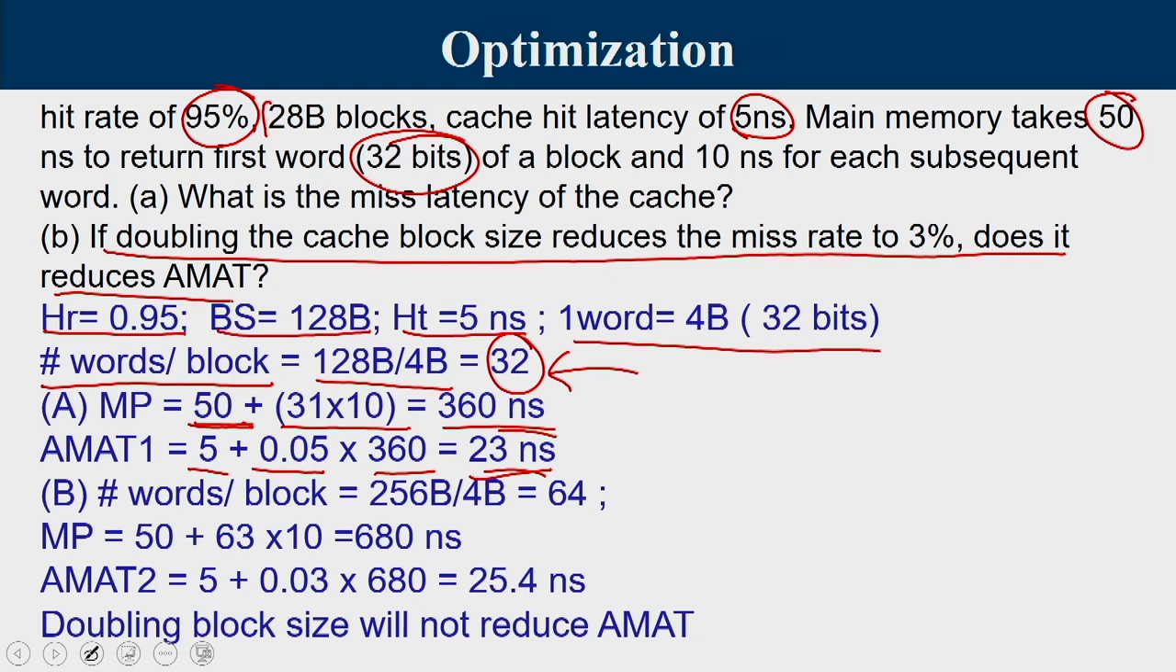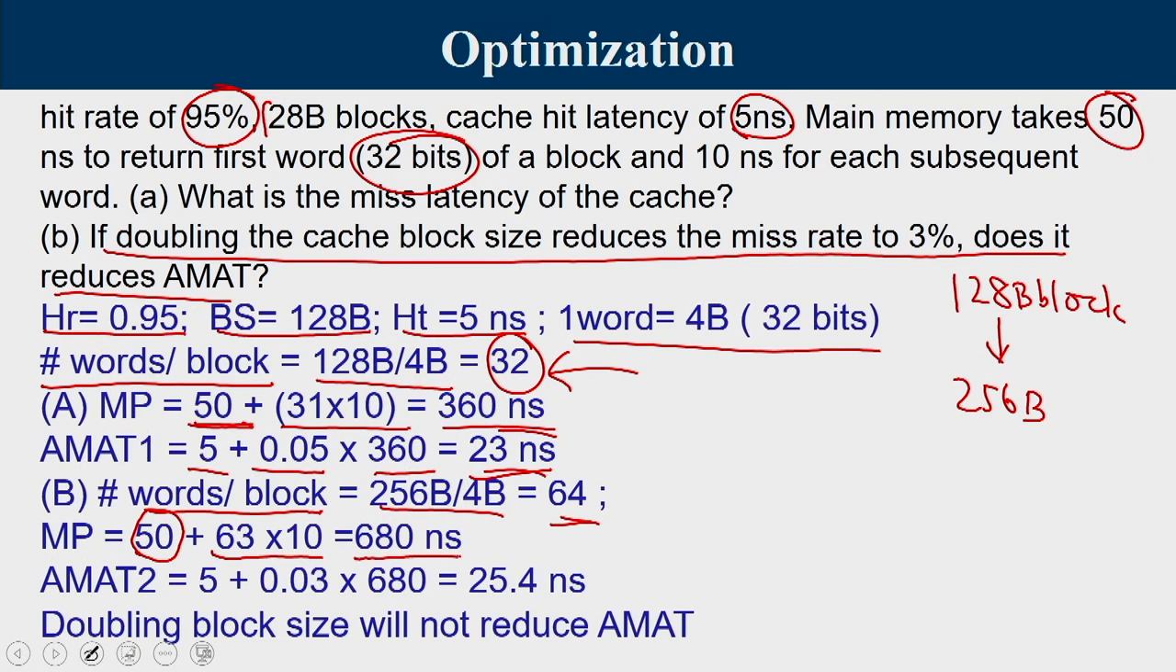Let us imagine that the hit time is unaffected since it is not given in the question. So, in the second case, the block size previously we had was 128 byte, now that is going to be increased to 256 byte. So, the number of words that you have is now 256 byte divided by 4 bytes. So, you have 64 words. Now, the miss penalty is defined as the first word will take 50 nanosecond. Thereafter, you have 63 more words, each will take 10 nanosecond. So, totally the miss penalty is 680 nanosecond.